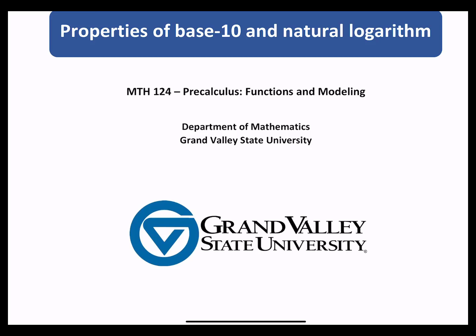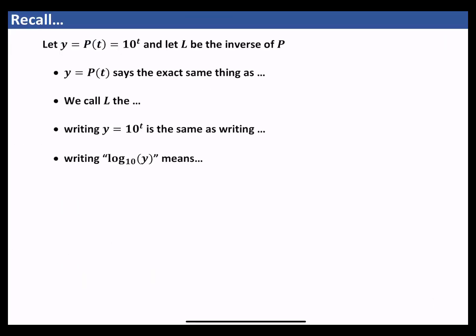In this screencast, we will quickly review the properties of the base 10 logarithm and then identify the properties of the base e logarithm, which we call the natural logarithm. In our previous work, we let y equal p of t equal 10 to the t power and L be the inverse of p. We reviewed properties of inverse functions and introduced a new name and notation for the inverse function L. Pause the video and recall our previous work.